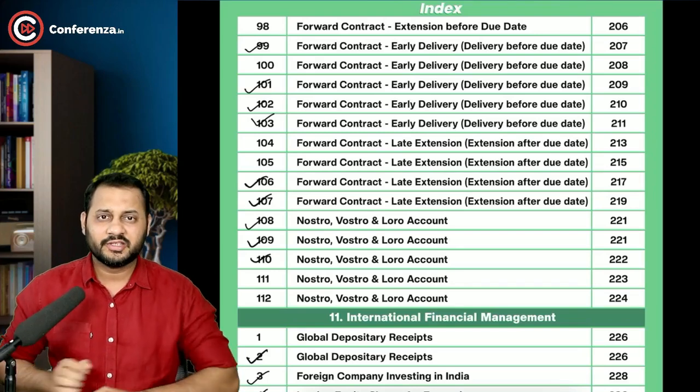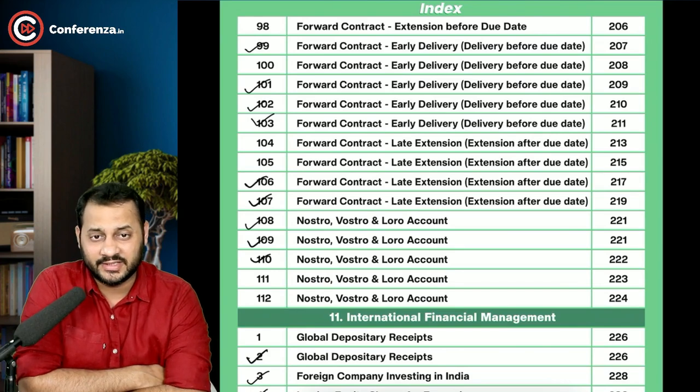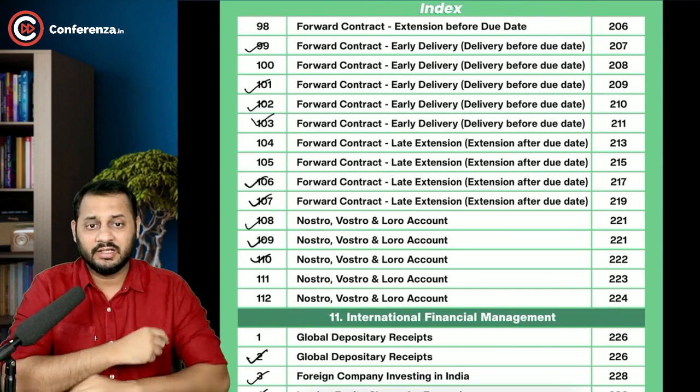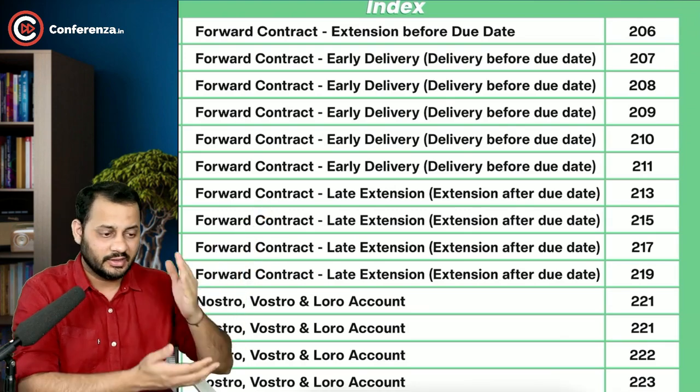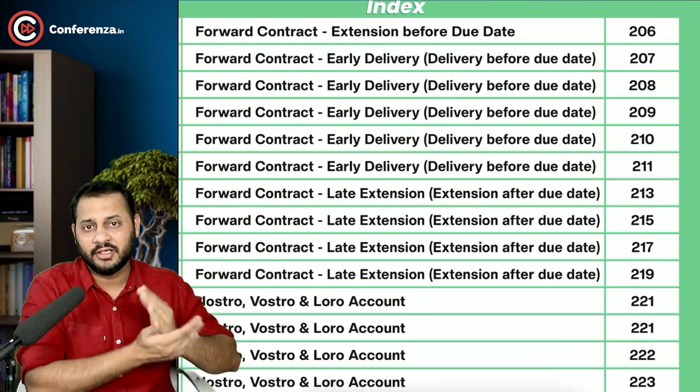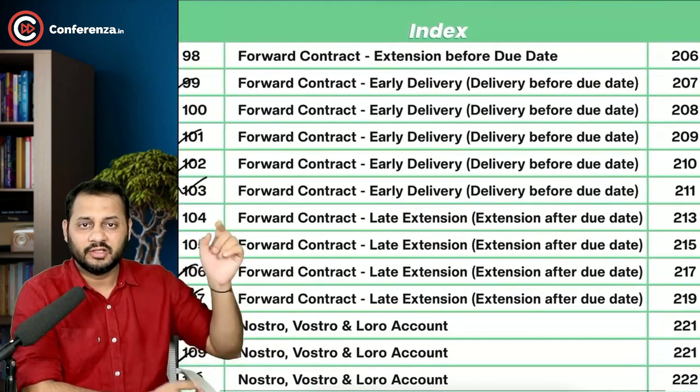So welcome back after this break, and now we are going to discuss the last two concepts of forward contracts. One is early delivery and the other is late extension. Late, everything will be late, like late delivery, late extension, and late cancellation. So we will first go with the early delivery concept.